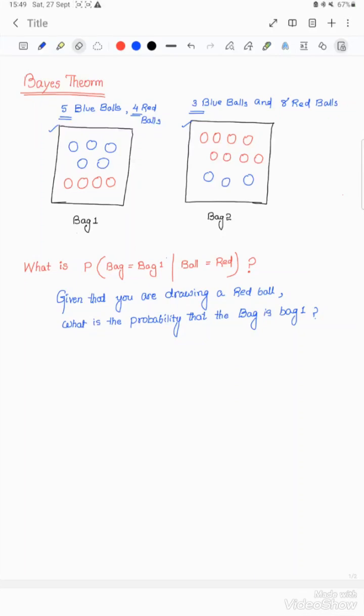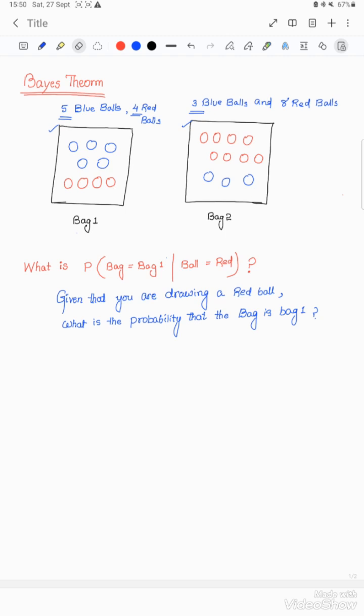So, hi all, let's look into the Bayes theorem. Bayes theorem is the most fundamental theorem which everybody should know before jumping into the machine learning era. Let's look into this simple problem to understand Bayes theorem.